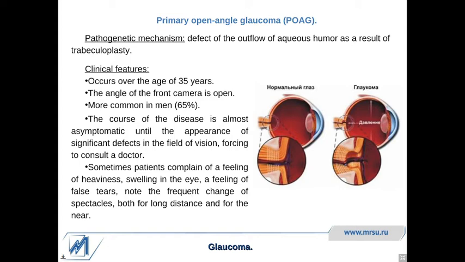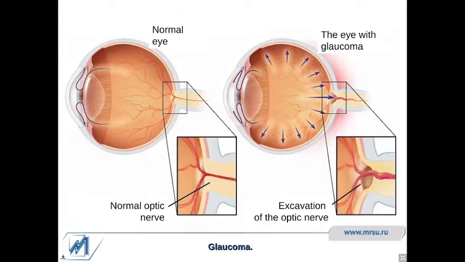Primary open-angle glaucoma is asymptomatic. It is the main clinical sign. Patients don't have any symptoms until the visual field loss comes to the central part, and we will see it during the discussion. On the left side you see the normal eye and the normal variant of the optic disc.